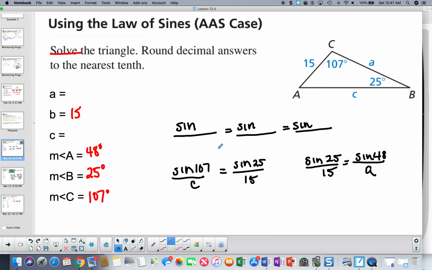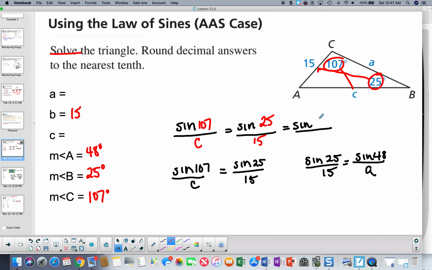All right, so what I want to do is I'm going to write the sine of 107, which is this, and it's opposite C, so I'll put a C here. All right, and then I'm going to use 25, and here is angle 25, and the opposite side is 15.